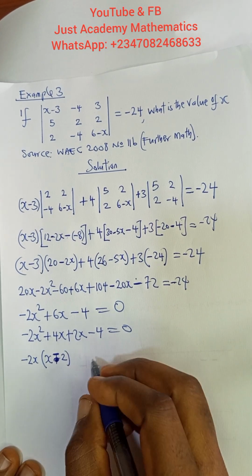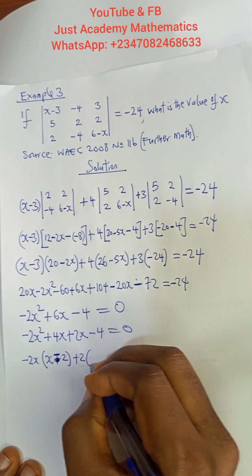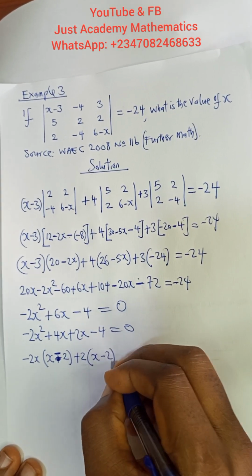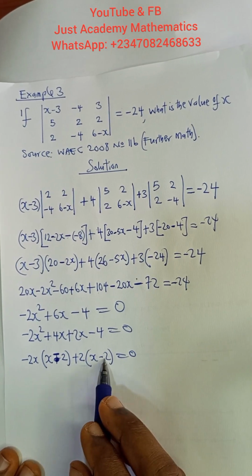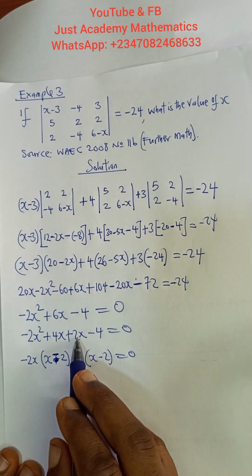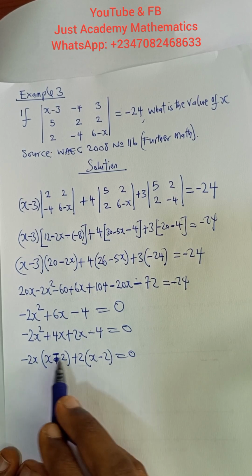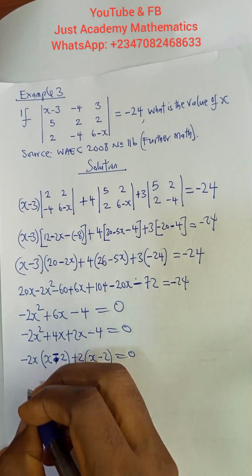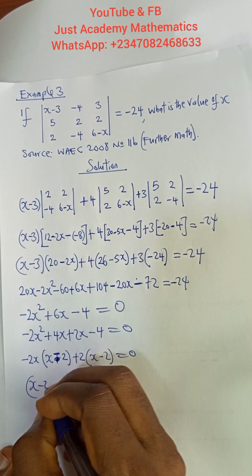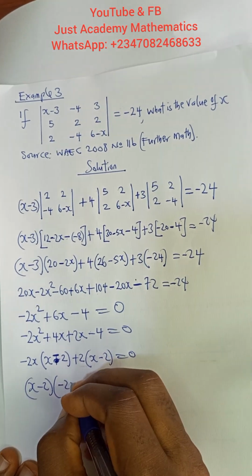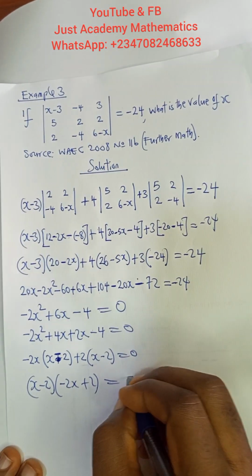So in these 2, what is common? Of course, plus 2 will be outside. What will remain? x minus 2. Notice that if you open the bracket, you get back to this. The 2 brackets must be the same. If the 2 brackets are the same, let's bring out the common bracket. x minus 2, what will remain? It will remain minus 2x plus 2 equals to 0.